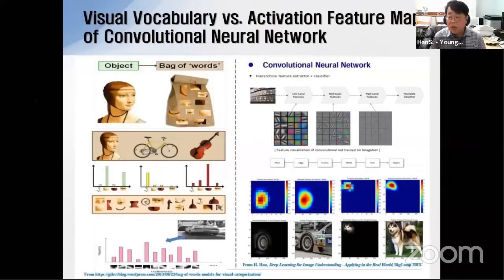Instead of manually extracting the features, we just train this filter bank. So that is a strong point of a convolutional neural net, I mean deep learning.